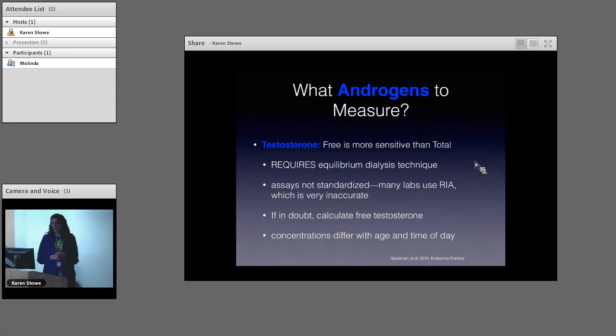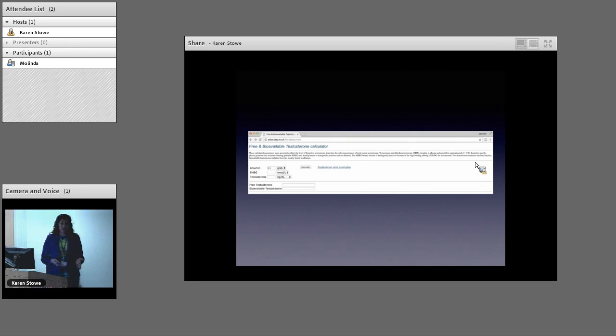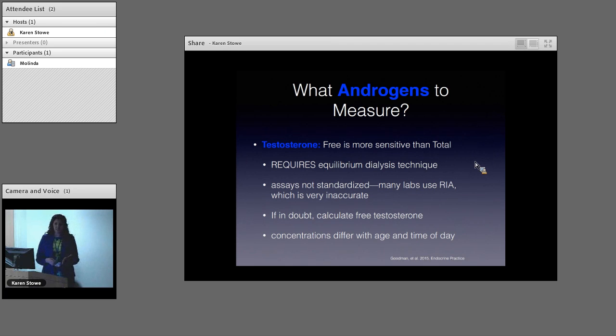First of all, when deciding which androgens to test, the best assay we have at confirming PCOS is the free testosterone level. However, if it's not done by equilibrium dialysis, it's very inaccurate. And assays are not standardized. Many labs use the radioimmunoassay, and that is not accurate. And actually, at UW, we send out our samples to ARUP, and they don't even measure the free testosterone. They use a calculation to give you your free testosterone level.